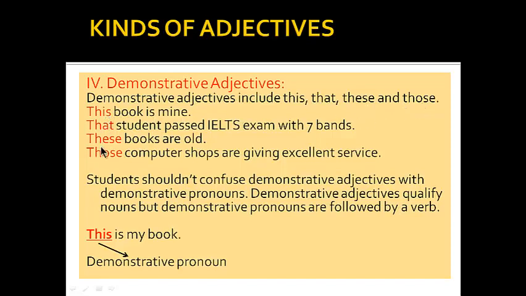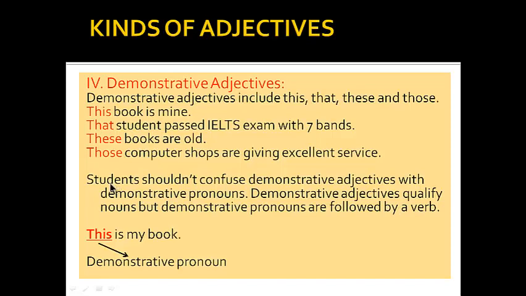You can see these examples. After this, that, these, those, there should be a noun. This book is mine. Book is a noun. This is a demonstrative adjective. You can find all these examples of demonstrative adjectives with a noun after it. Student, books, computer, shops, they are nouns.